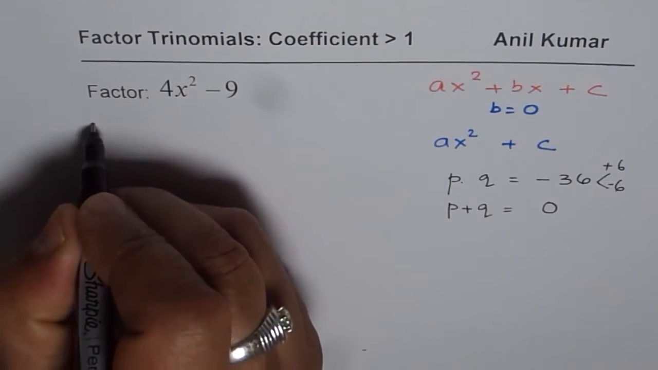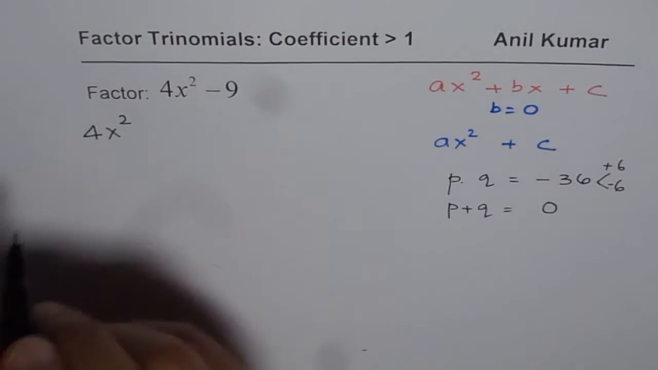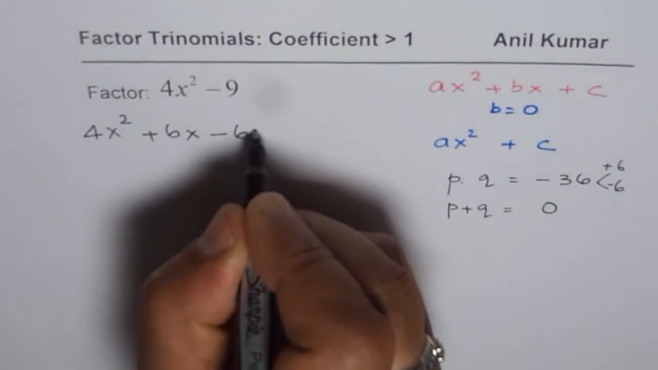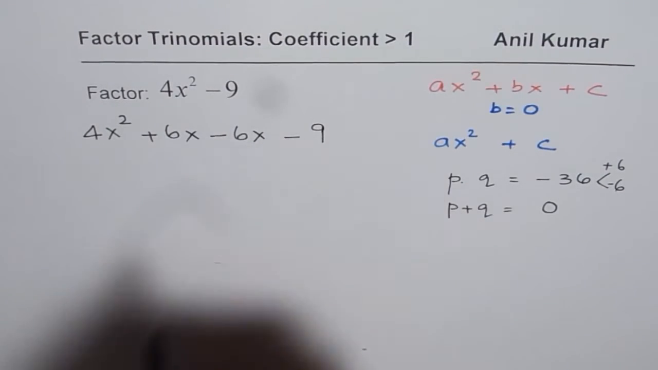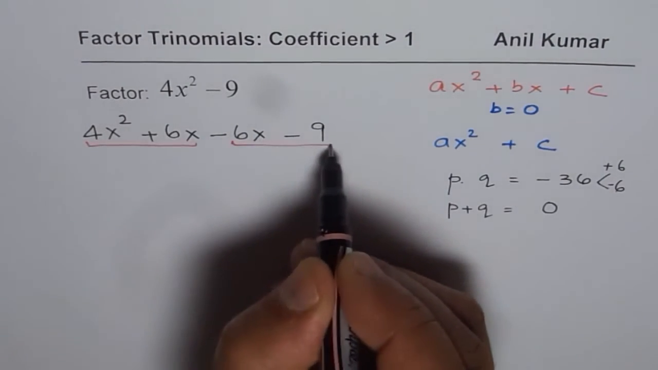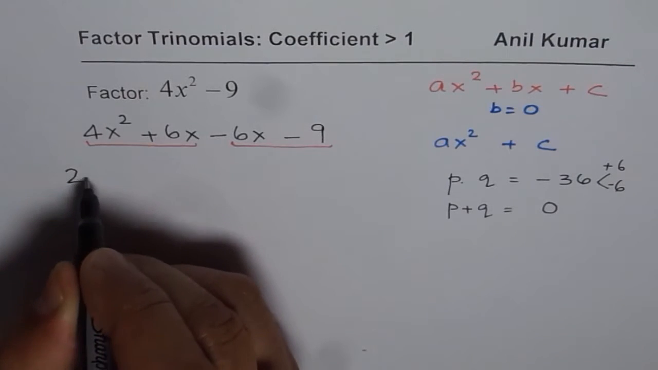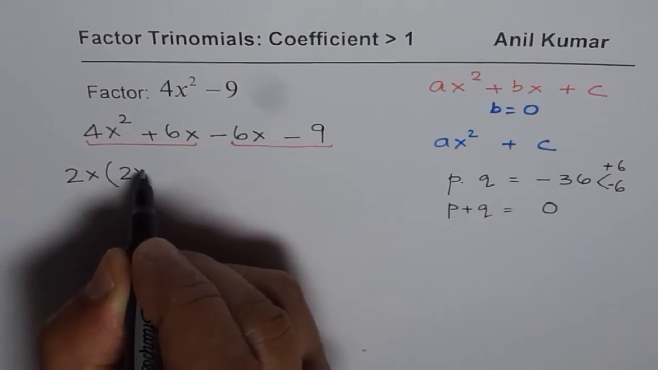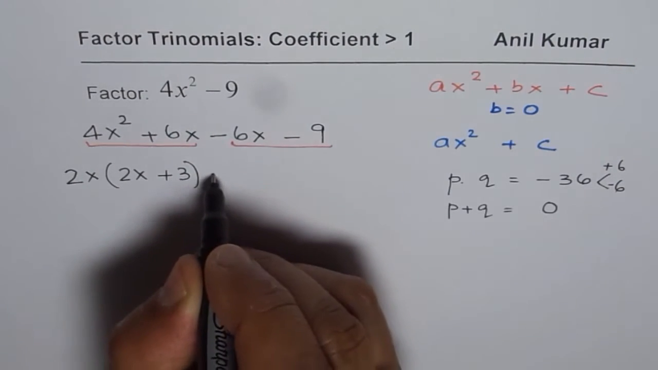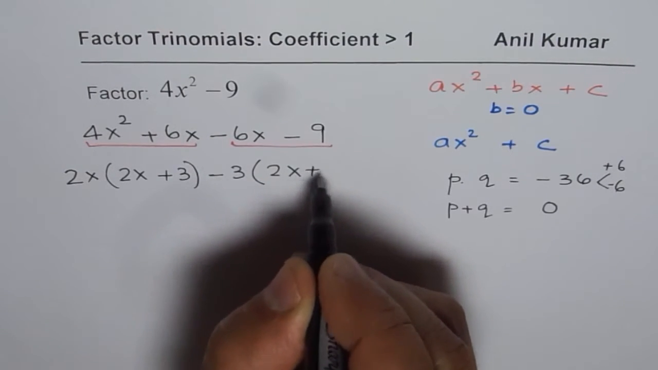So we can say that 4x squared minus 9 could be written as 4x squared plus 6x minus 6x minus 9. You get the idea. Now you can group them and then factor. From the first group, we can factor 2x. You'll get 2x plus 3. And from the second group, we can factor 3 with a negative sign, negative 3. So you get 2x plus 3.